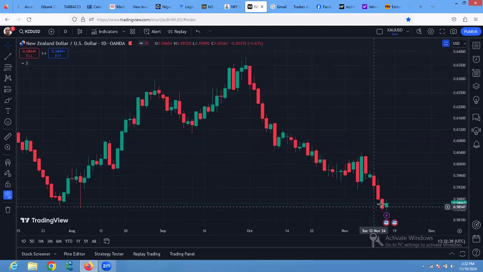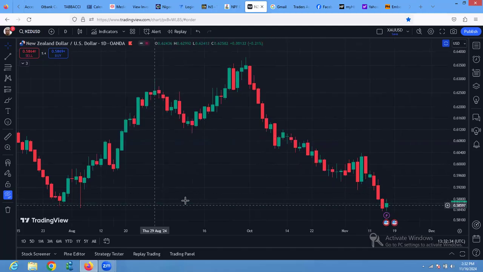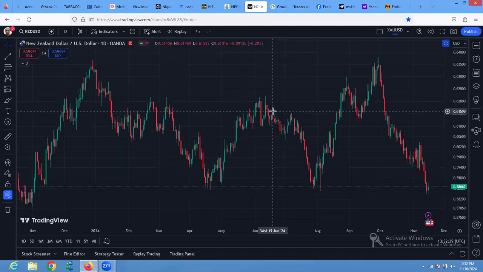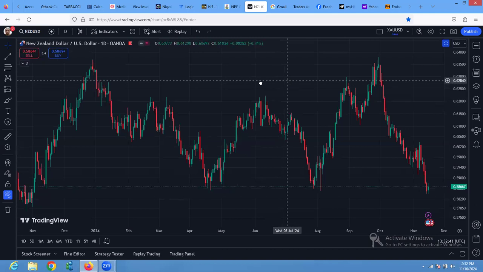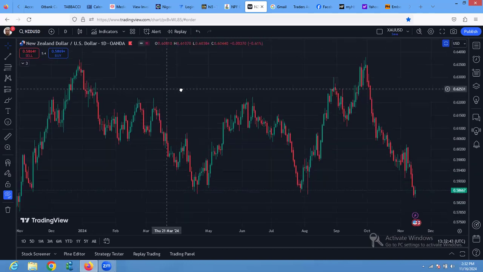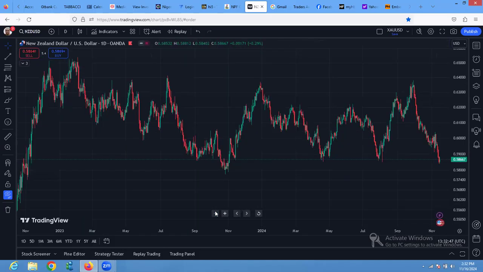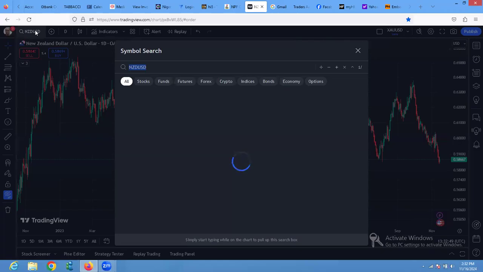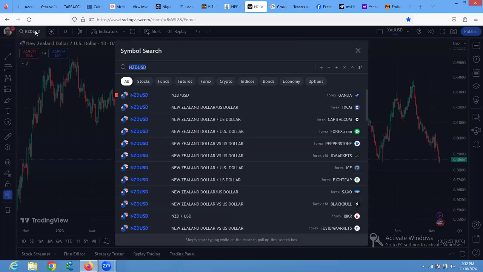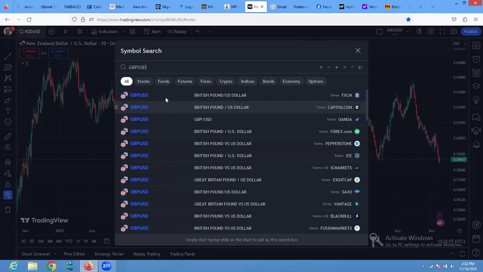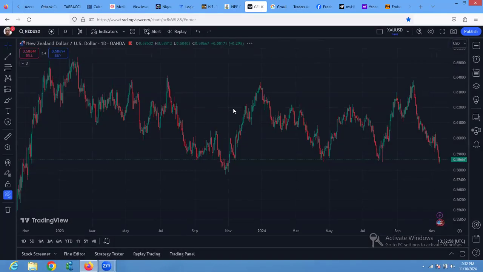For now, I believe that probably we are correcting to still go more down. That's what we are doing. That's on NZD USD. Now, if I go to pound dollar, which is a new instrument I'm adding now, where and what do we expect on pound dollar? On pound dollar, British pound dollar.